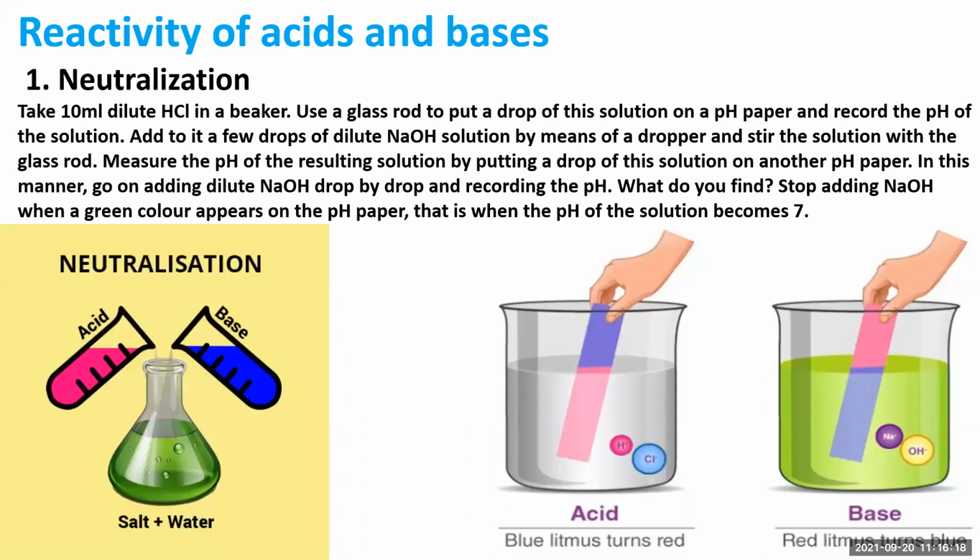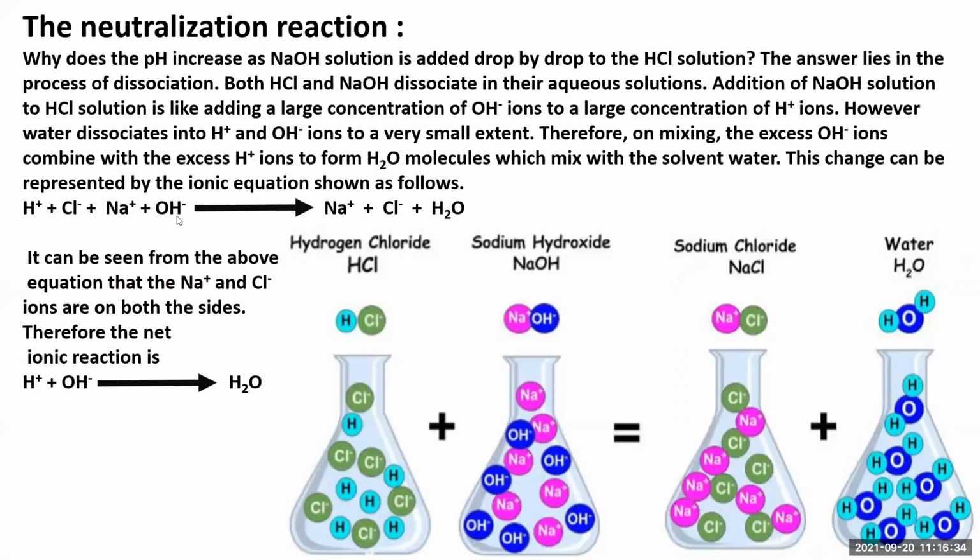The first reaction we discussed is the neutralization reaction, in which acid and base react with each other and give salt and water as byproduct. The neutralization reaction can be understood by certain examples, that is HCl and NaOH give NaCl salt and H2O water.